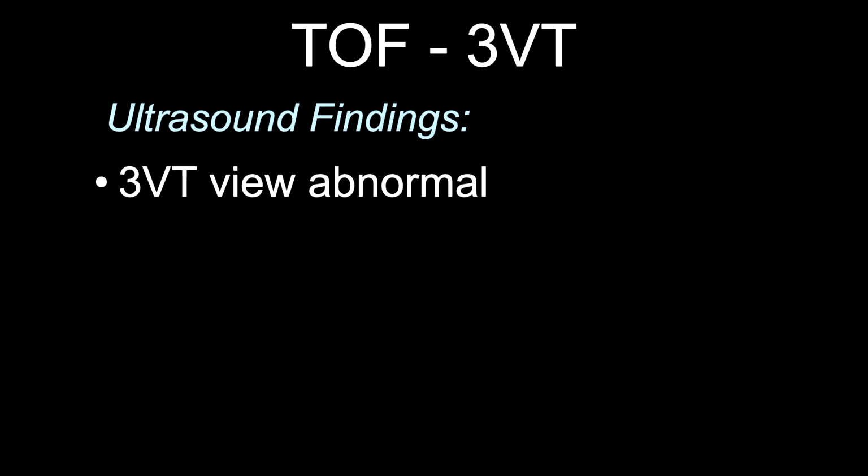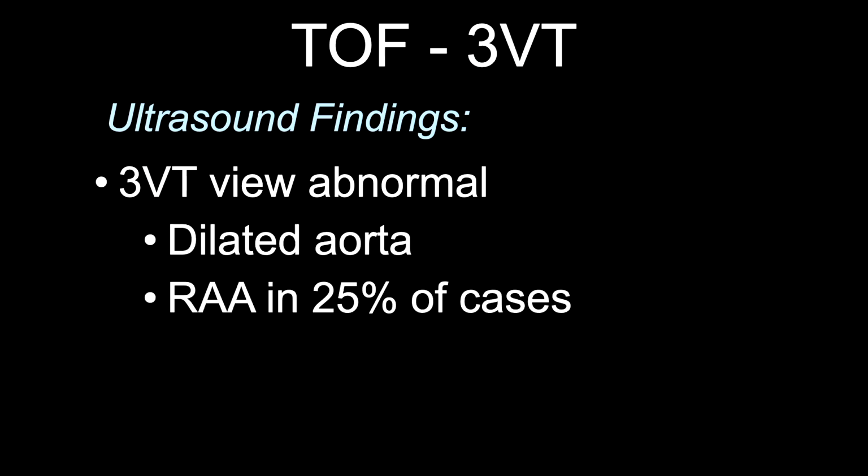When you look at the 3-vessel trachea view, and Michelle had showed you very nice images of abnormalities in the 3-vessel trachea view. Here you see a dilated aorta. Remember that there's an association in tetralogy of Fallot with right-sided aortic arch in about a quarter of cases. So you need to make sure where the aorta is, on the right or the left. By definition, you should have a small pulmonary artery.